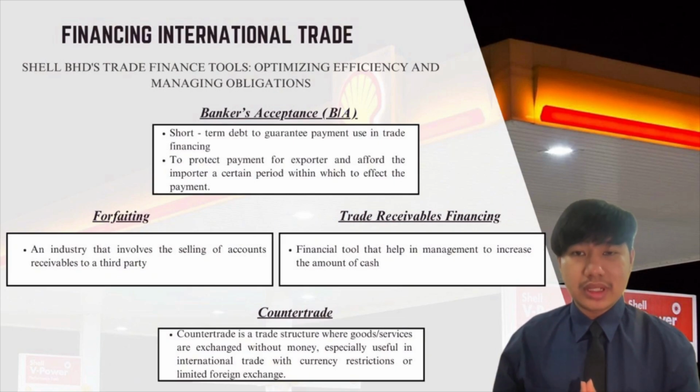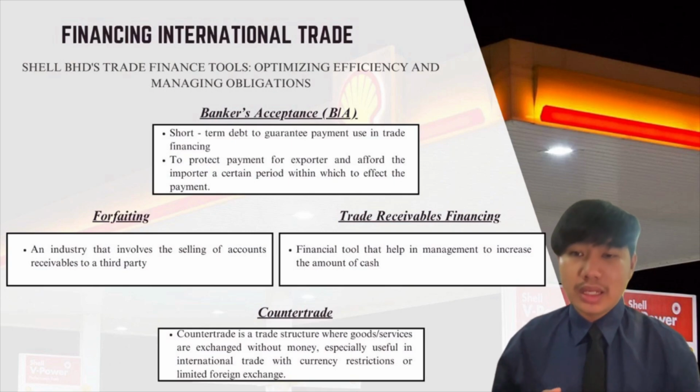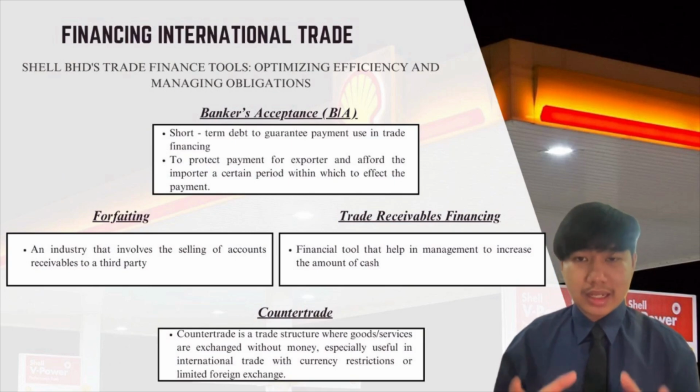Banker's acceptances are usually employed to secure payment for the exporter and afford the importer a certain period within which to make the payment. For example, it is a facility through which Shell acquires crude oil or equipment from a supplier while agreeing to pay the money later. This method enables Shell to retain cash flow for running the business.